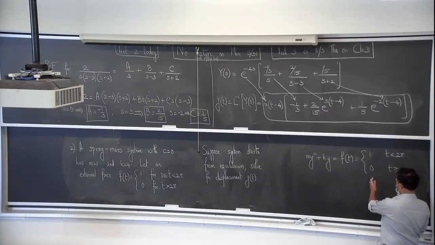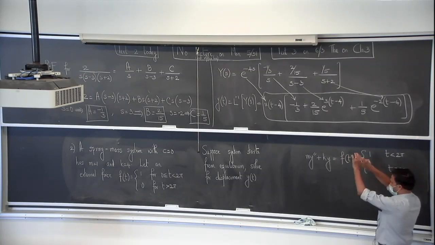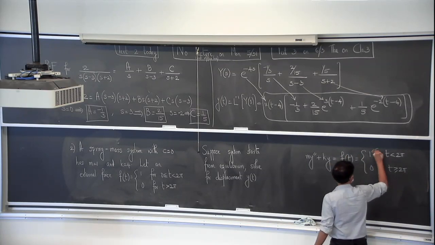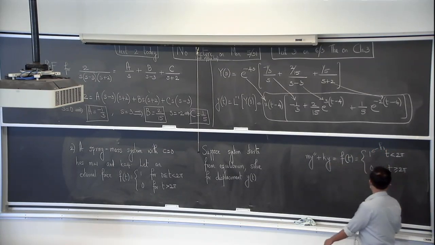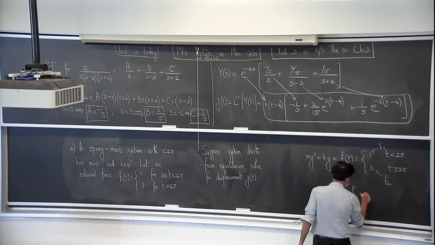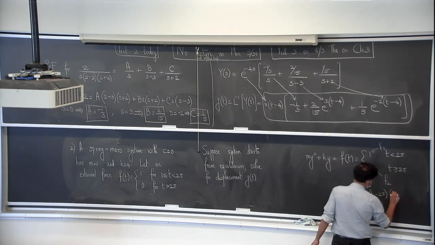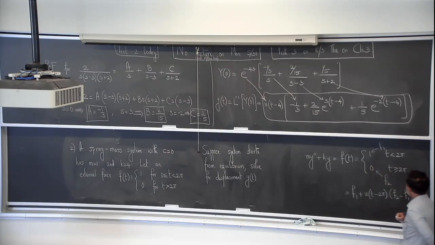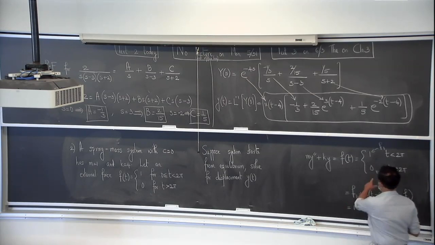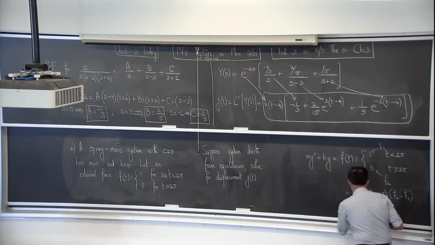The easiest thing to do here would be to rewrite this in terms of your step function using that long equation we had. Only 2 pieces here, so you don't need to write all the terms. So this is your f1 and this is your f2. This equation is kind of similar to the earlier problem. So this is f1 plus u of t minus 2 pi times (f2 minus f1). So f1 is 1 plus u of t minus 2 pi times (0 minus 1), that's negative 1. So I can just put a minus 1 here.